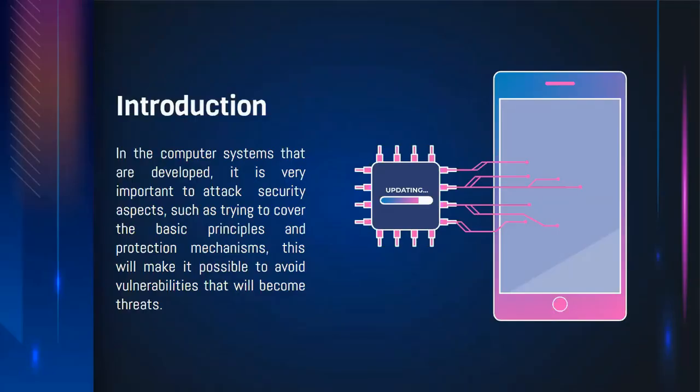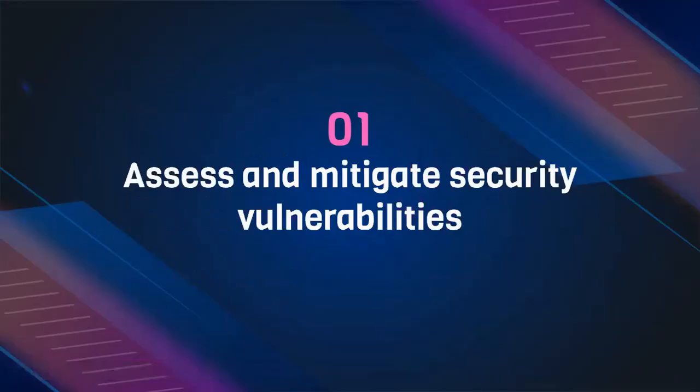Introduction. In the computer systems that are developed, it is very important to address security aspects, such as trying to cover the basic principles and protection mechanisms. This will make it possible to avoid vulnerabilities that will become threats. However, these should not be the only elements to consider, but it is of utmost importance that attention be paid to the system outside, ensuring that higher-level system protection controls are not created on an unstable and insecure basis.